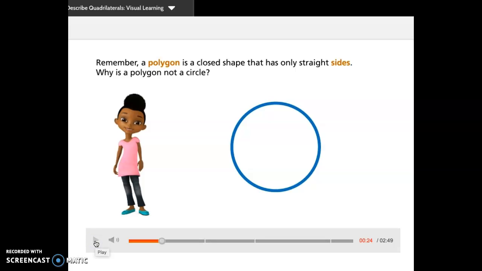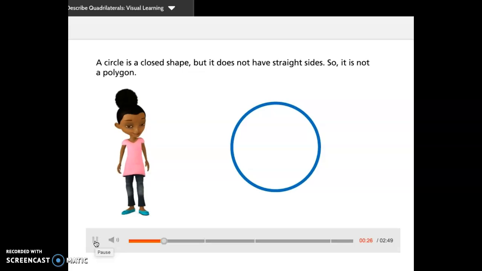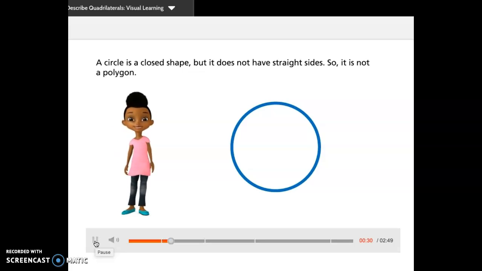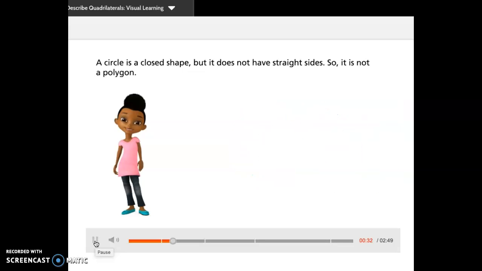Okay, so today we're talking about quadrilaterals, but before we do, we're talking about polygons. A polygon is a closed shape that only has straight sides. Why can a circle not be a polygon? A circle has no straight sides. A circle is a closed shape, but it does not have straight sides. So it is not a polygon.